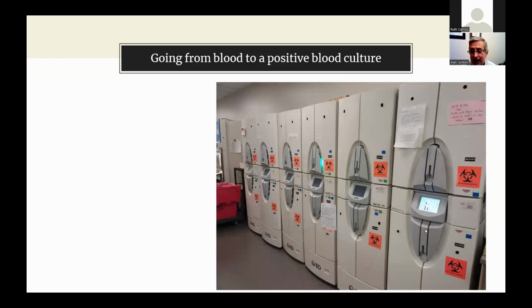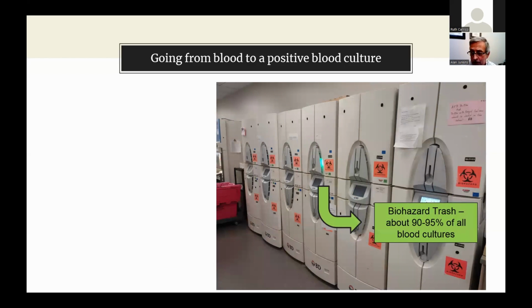So I'll show you this picture again here just to show you. If you see this little green light right here, what that means is that there are bottles in that drawer that have been there for 5 days and they're still negative. And so when we see that green light, we can just pull those bottles off and throw them in the trash. Those are done. So 90 to 95% of all the blood cultures that we get in the laboratory, we don't do anything with. We put them on the machine, 5 days later, we throw them away. And that's it. We don't manipulate it at all. If it doesn't grow in the broth, it's a negative culture.